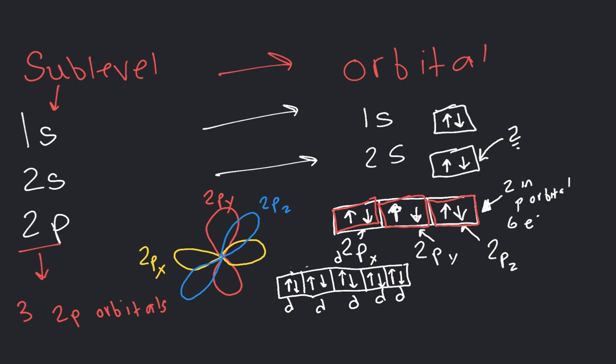And then the d orbitals, all 5 of these d orbitals can hold up to 10 electrons. So 10, 6, and 2. And we're not going to get into the F, but the F orbital can hold up to 14. The F orbitals can hold up to 14 electrons in that sublevel.